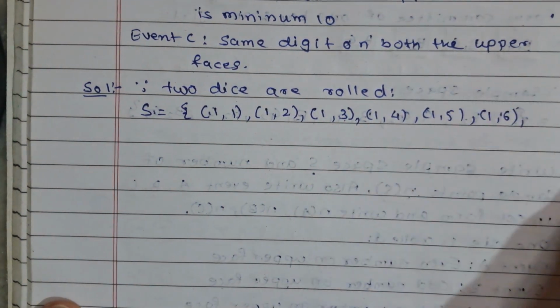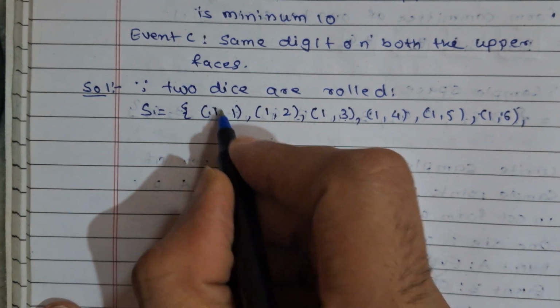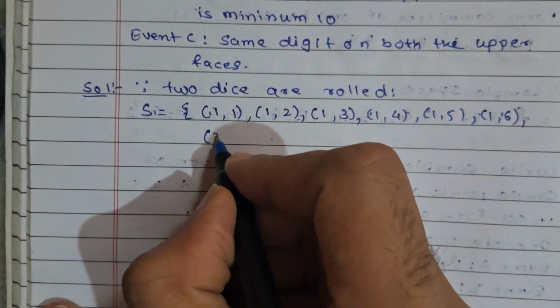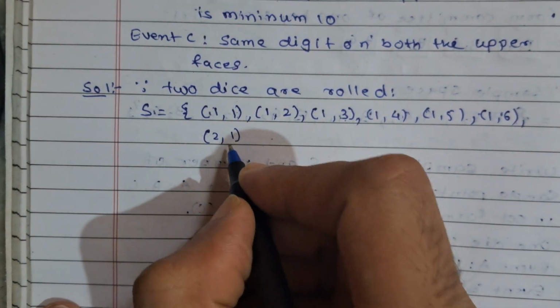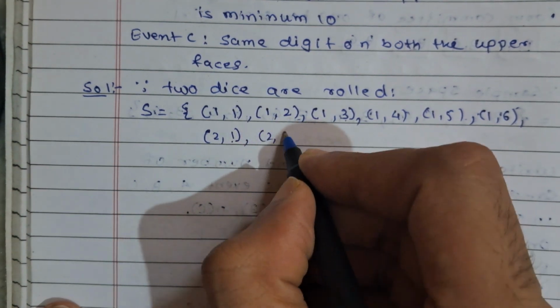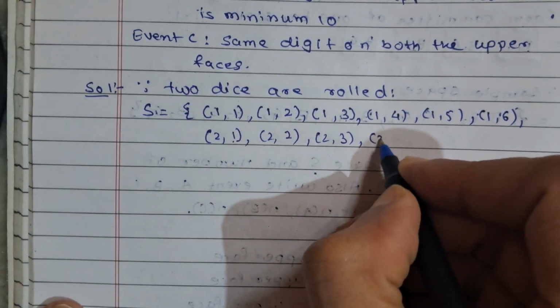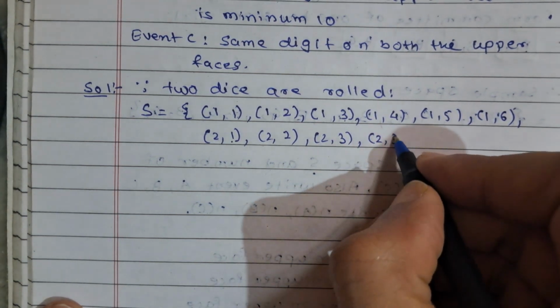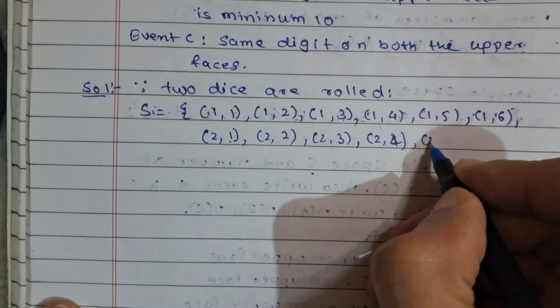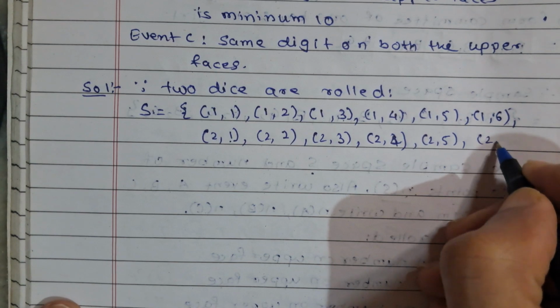Once this is done, I will change the first die's value. I will make it 2 now, and 2 along with 1 of the second die, 2 along with 2 of the second die, 2 along with 3 of the second die, and I will follow this pattern: 2 with 4, then 2 with 5 and 2 with 6.